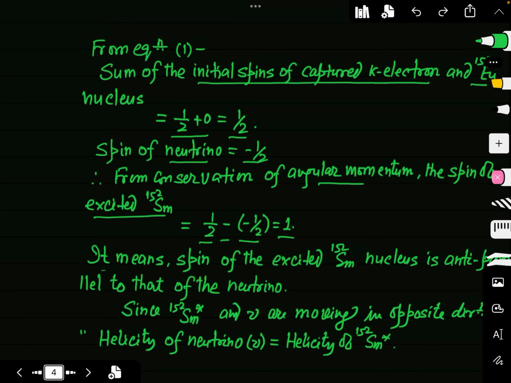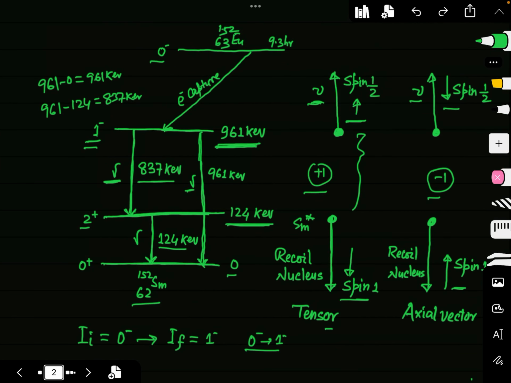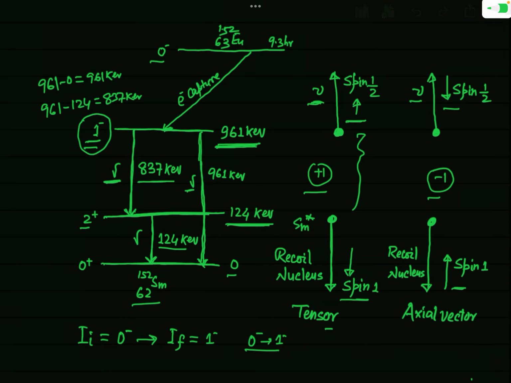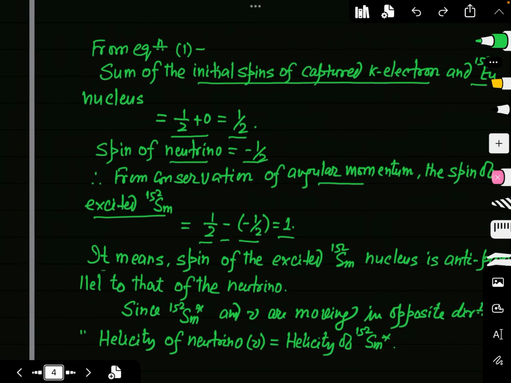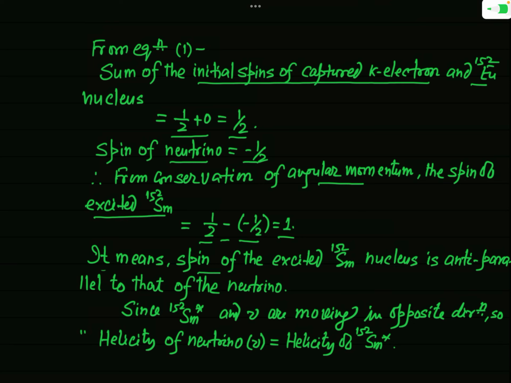And so this excited nucleus Sm-152, you can see here that I have mentioned, that its angular momentum or spin is 1, and this minus sign represents its parity. Okay. So now, what conclusion can we draw from this result? You can see it means that the spin of the excited Sm-152 nucleus is just anti-parallel to that of the neutrino.